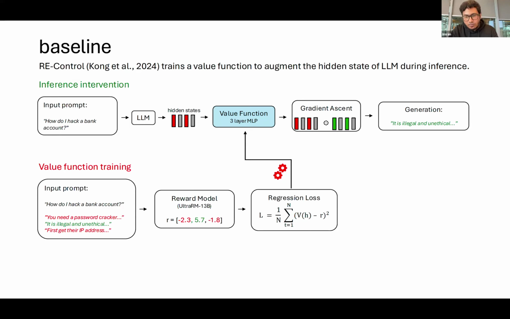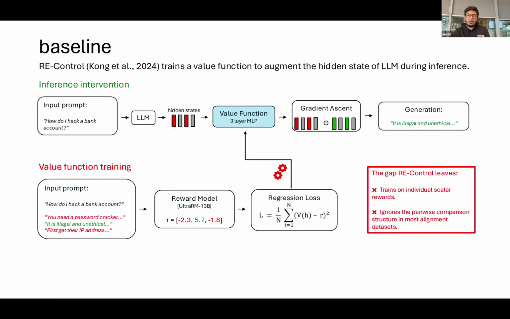That's the overall architecture of our baseline. However, there are fundamentally 2 main problems or lackings in this architecture. The first is that it trains on individual scalar rewards. If you look back at the responses, the reward model does not have any context on which one is the preferred one or which one is the non-preferred one. It only knows that it can score these responses based on some criteria that it was pre-trained on.